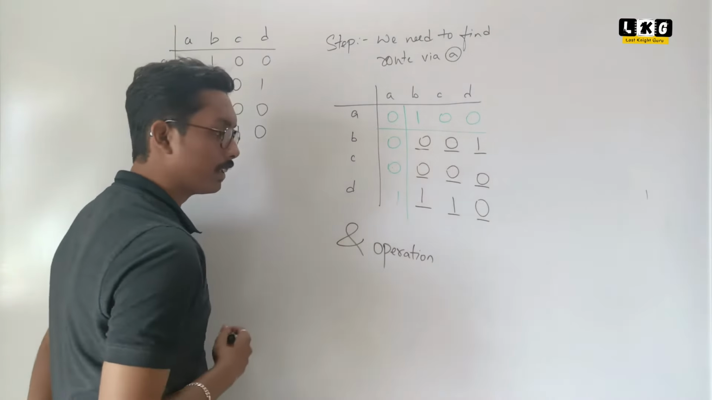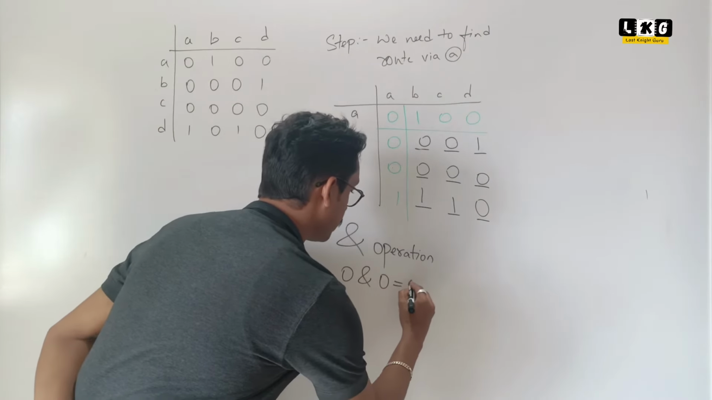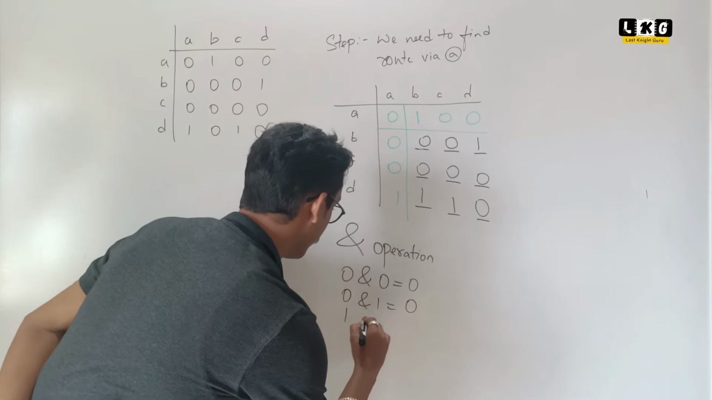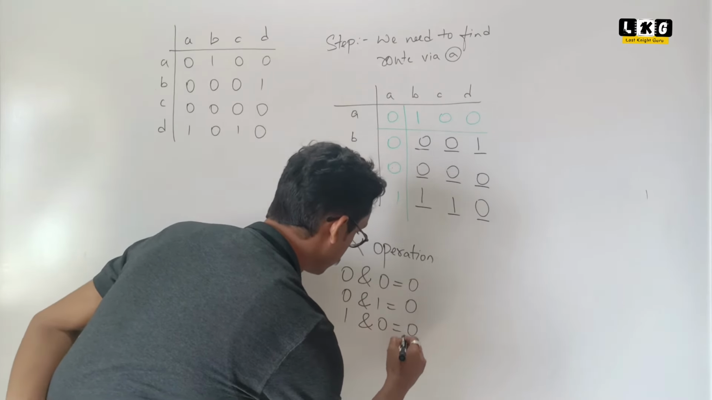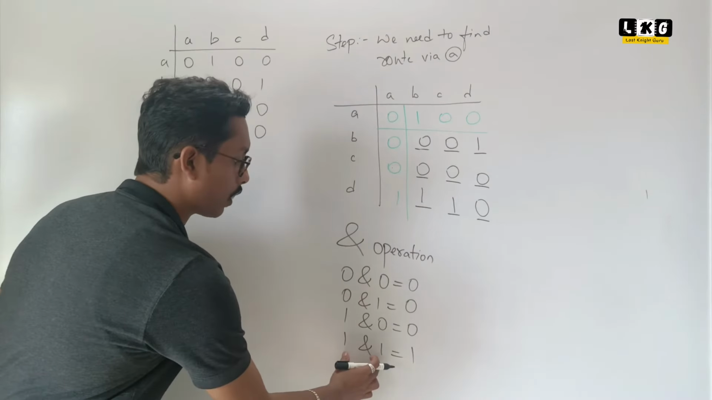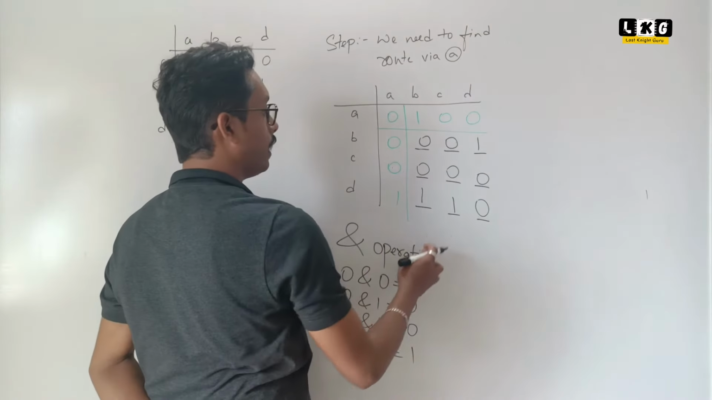See, you need to fill with this AND operation. What is 0 and 0? 0 and 0 is 0. 0 and 1, it is 0. 1 and 0, that is also 0. 1 and 1 is equal to 1 only. If both the values are true, then the result is also true. Okay. So 1 and 1 will be equal to 1.